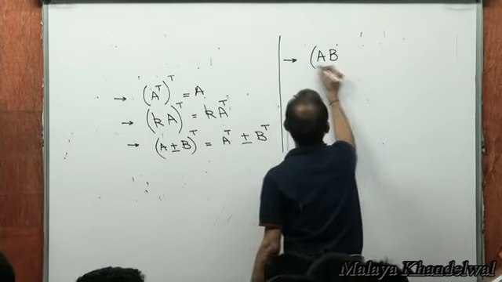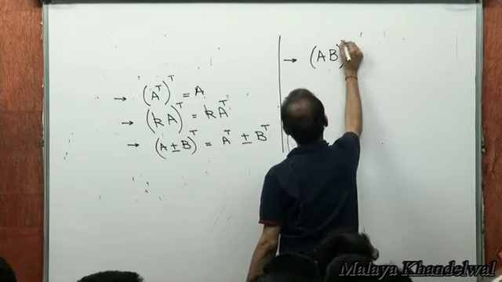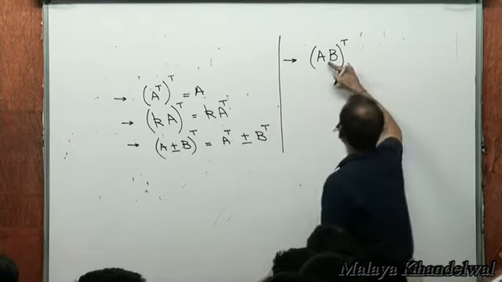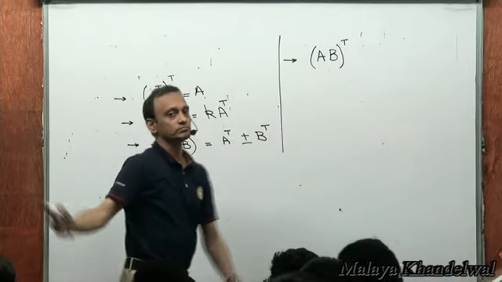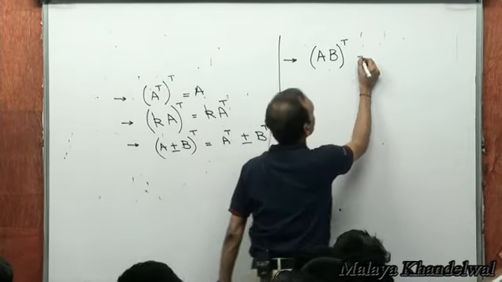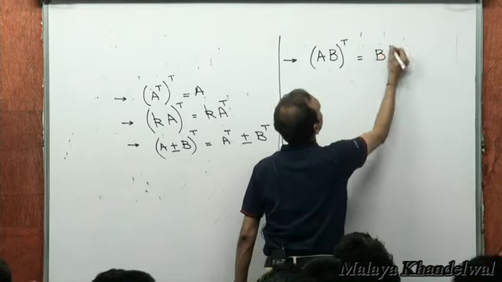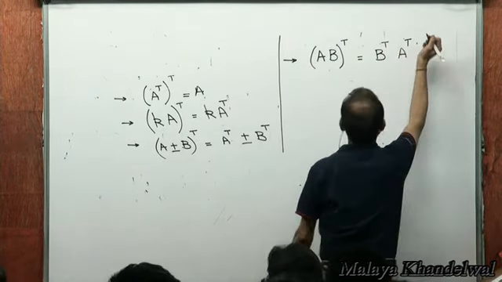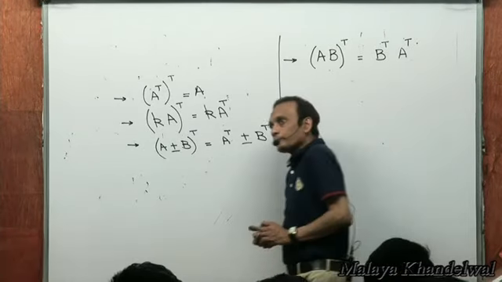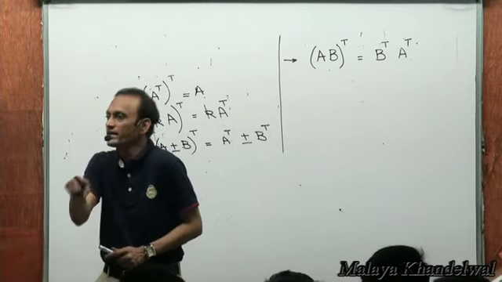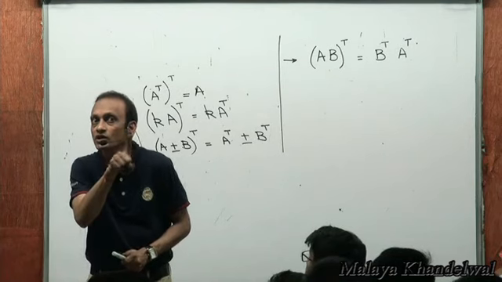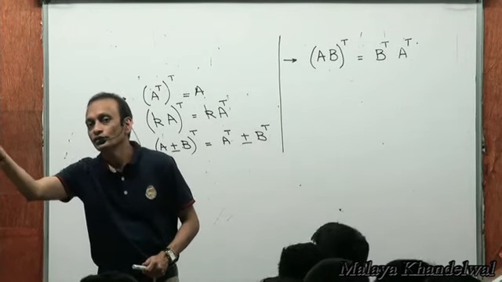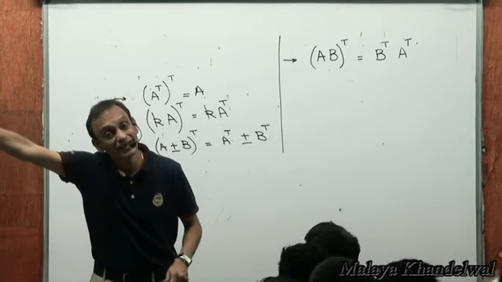If AB is transposed, I hope all of you are there with me on this, and I'm not moving too fast with things, right? If AB is transposed, then that will give me B transpose into A transpose. When I transpose a matrix, the ith row will become the jth column.